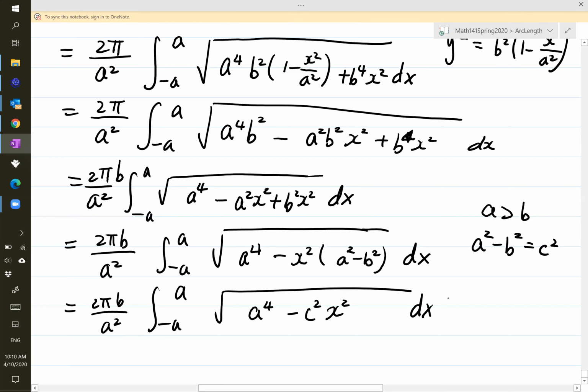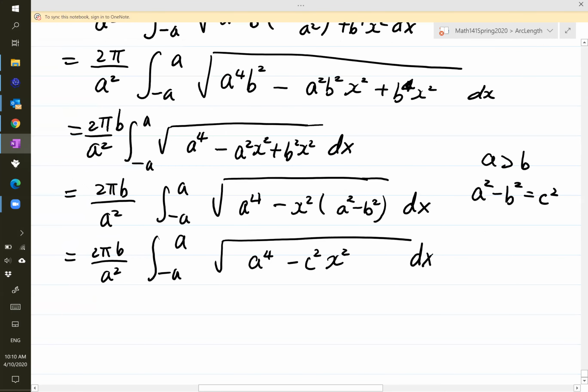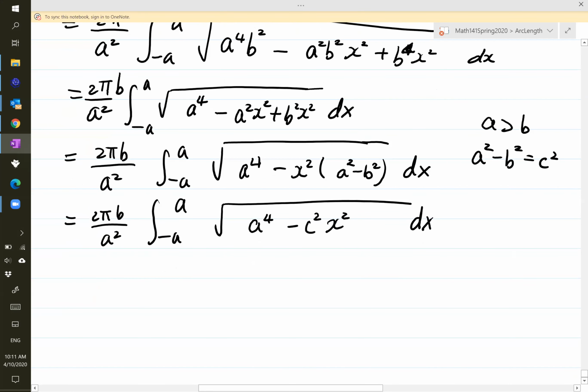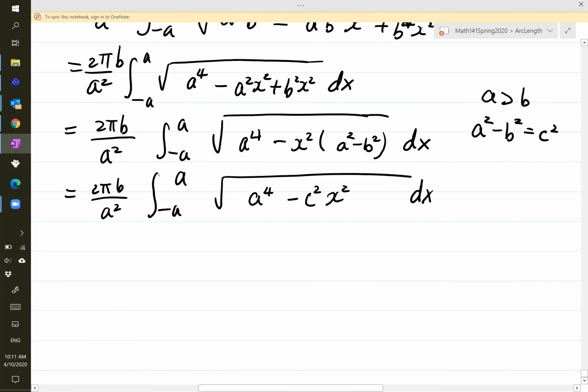So you see, what is this? You can use substitution. You can work out this by substitution. Remember, this is the integral of the square root of 1 minus x squared dx.